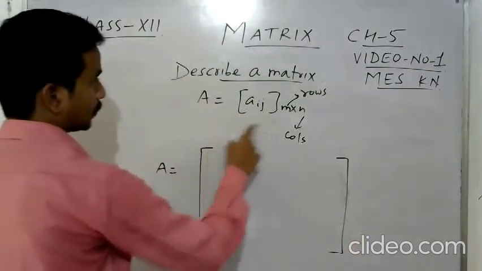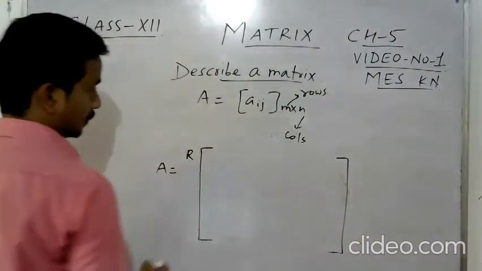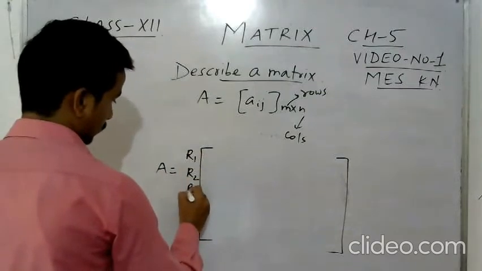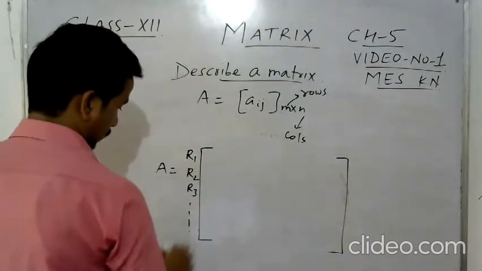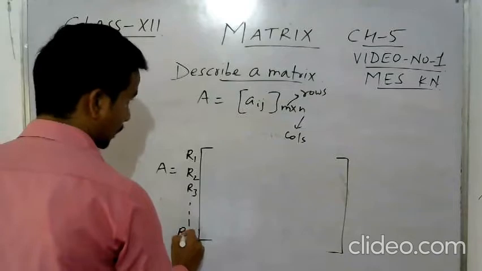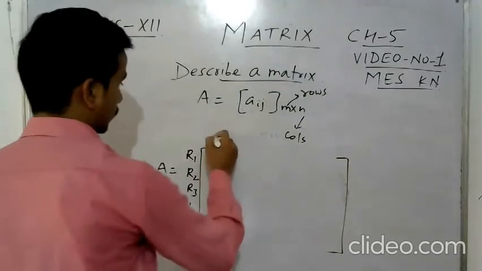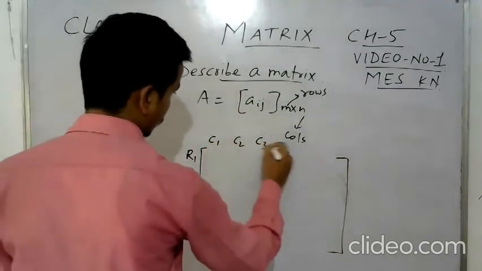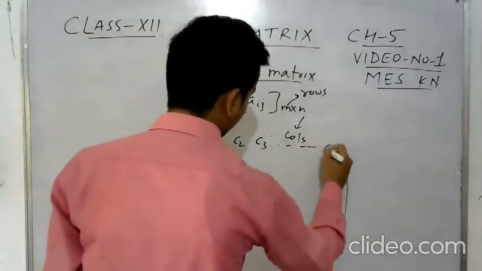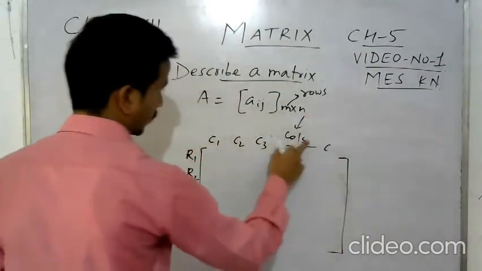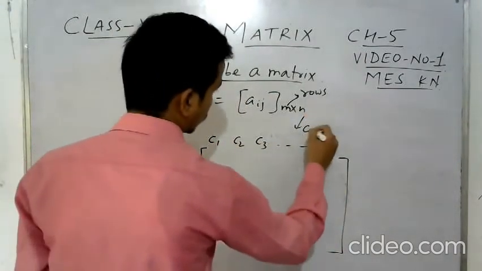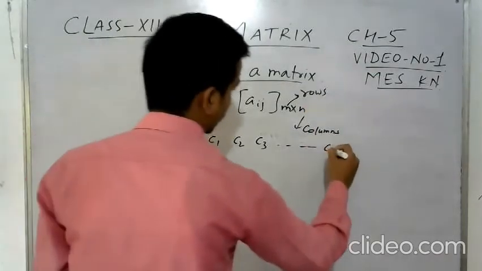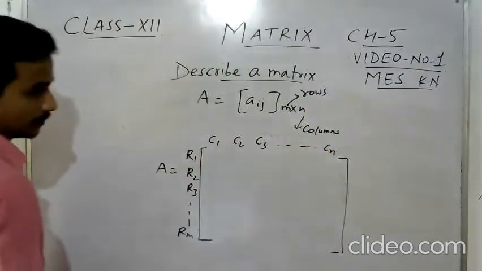So you have how many rows? M number of rows. So this is row number 1, row number 2, row number 3, and here this is row number m. And here you have column number 1, column number 2, column number 3, and so on. This is column number n. So you have how many columns? This is n number of columns. So you have n columns and m rows.